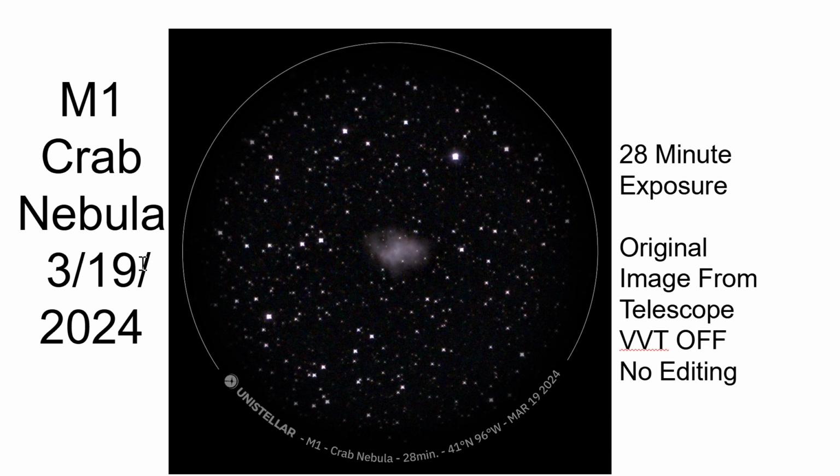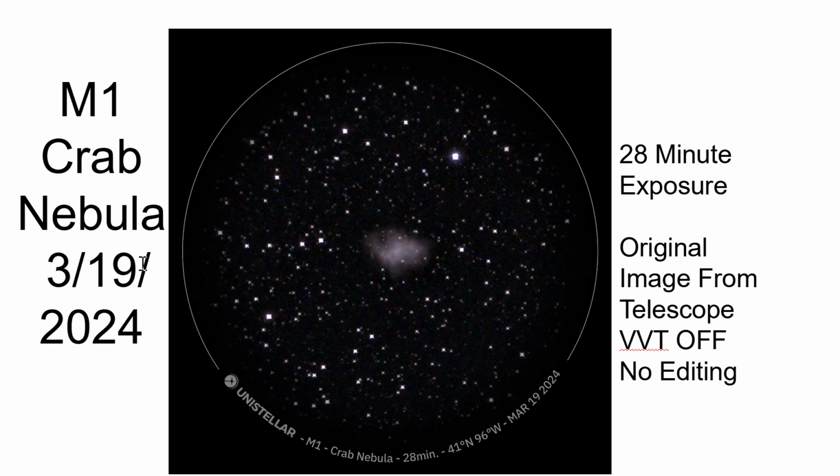So here's the Crab Nebula, March 19th, 2024. This is not using the VVT technology. This is sort of original equipment. There is a collimation process for the telescope that's also not difficult to do, but I'm not confident that I had the perfect collimation in this image. You can see the stars are a little boxy.